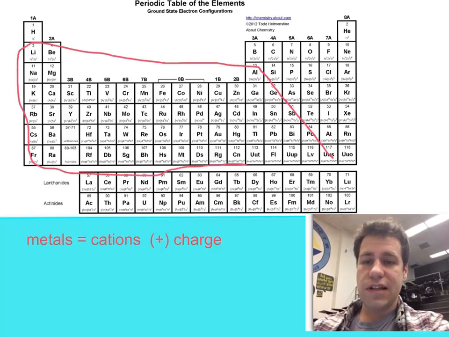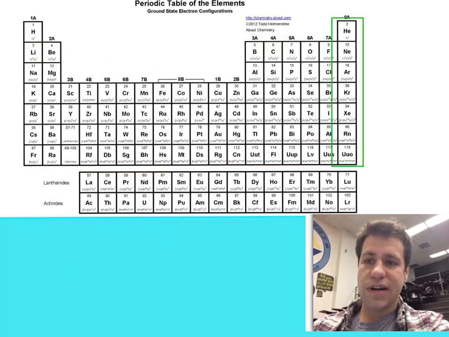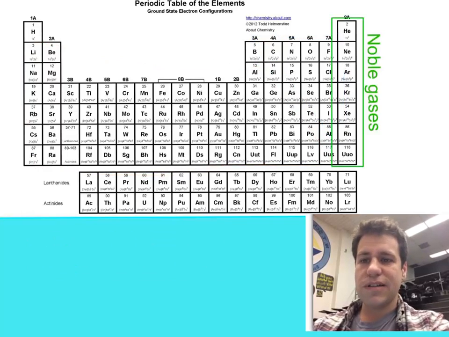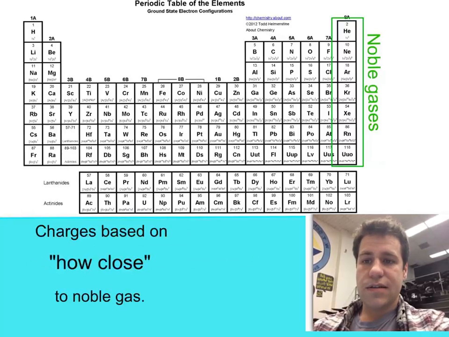Metals are to the left side of the periodic table, and they will generally form your cations, or your positive ions, because metals will lose electrons. Nonmetals, which make up your anions, are to the right side of the periodic table. Notice there's a lot more metals than nonmetals. The way we determine the charge for some of the simple ones is by just knowing where they are relative to the noble gases. So we're going to use those to figure out how to do this.